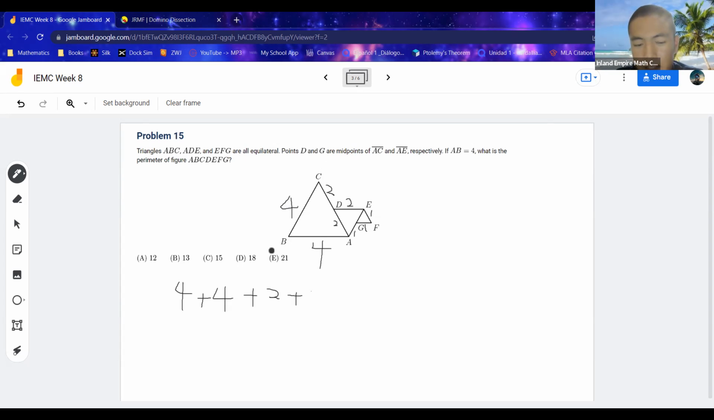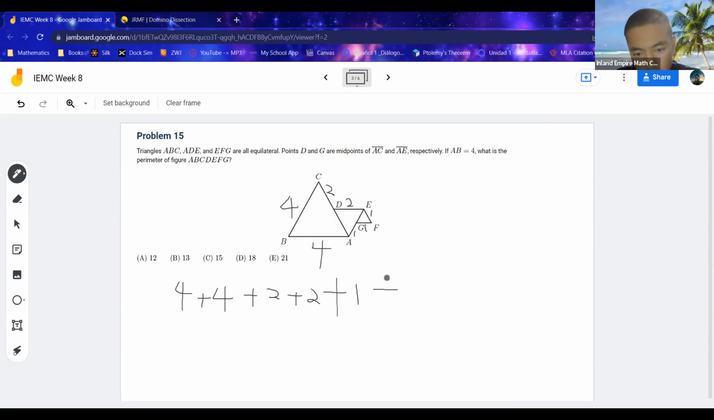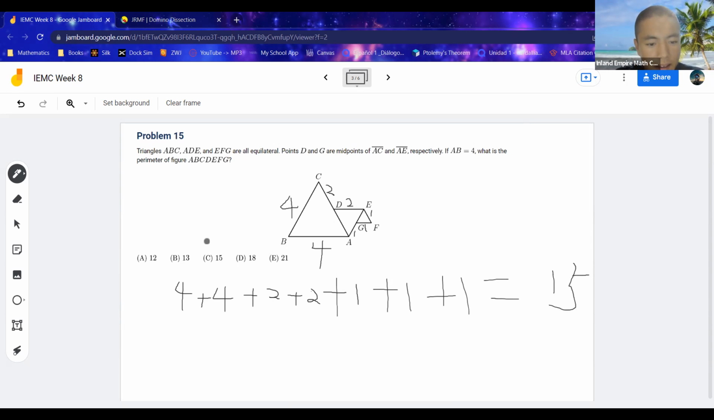So we have a side here that's 4 and a side here that's 4. A side here that's 2 and a side here that's 2. So that's 2 plus 2, plus 2. You want to keep in mind that this side doesn't count because it's on the inside. And then plus 1, plus 1, plus 1. That's 8, 10, 12, 13, 14, 15. So the answer, ladies and gentlemen, is C.